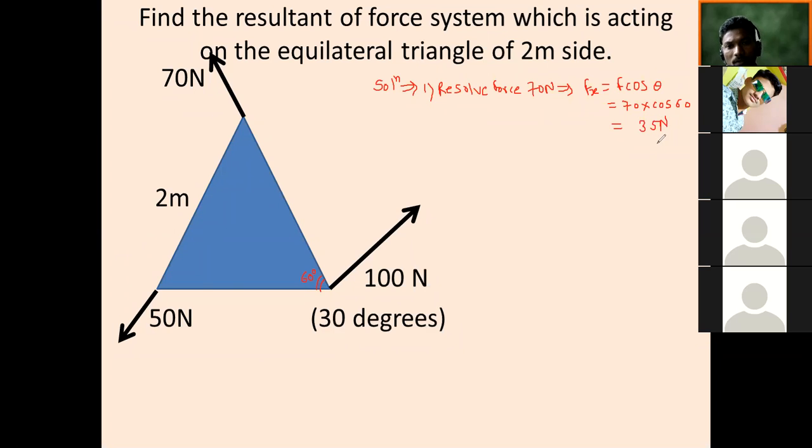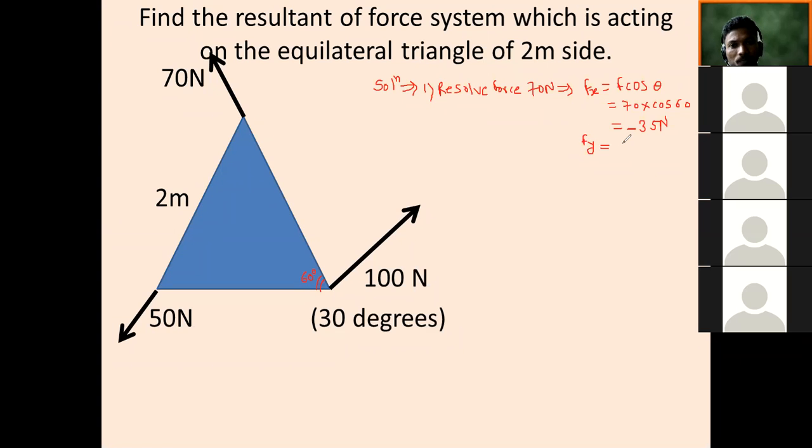What about the sign, plus or minus? Minus. See carefully where the line of action of the 70 Newton force is going, positive x-axis or negative? Negative x-axis. So shall I write minus 35? Yes, sir. Minus 35 Newton.